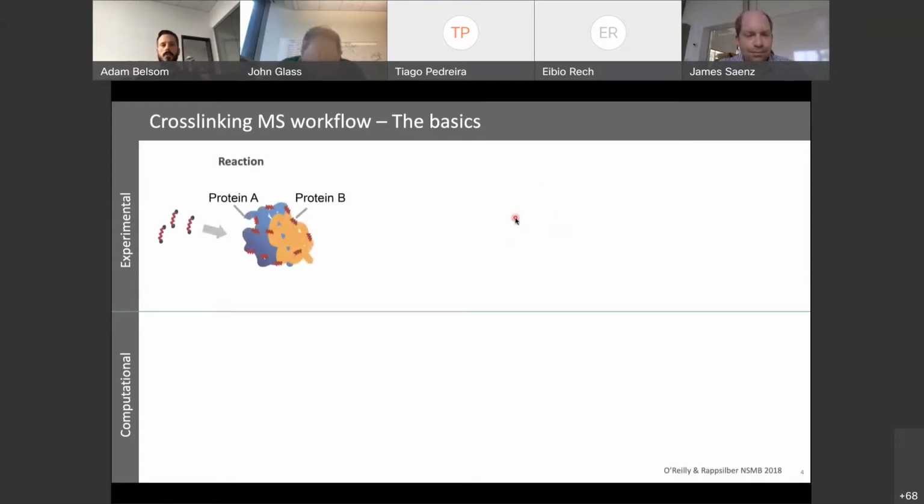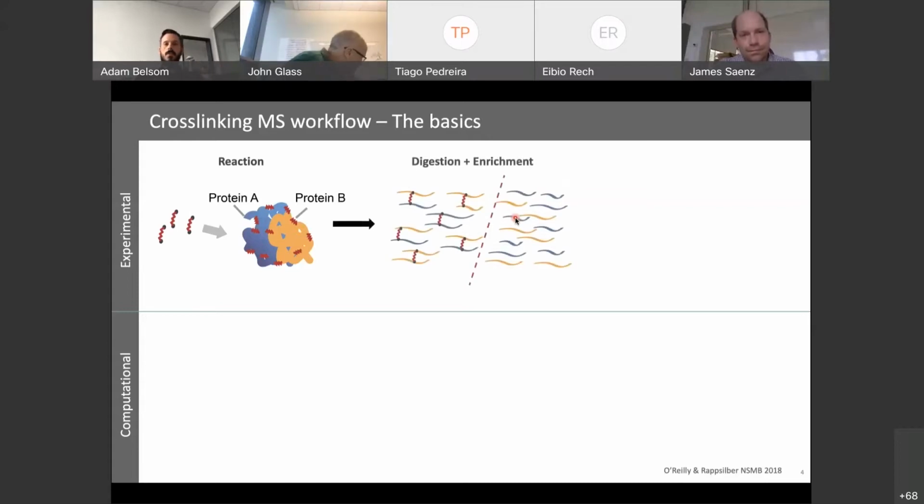First of all, you take the cross-linker and you put it on your proteins of interest or purified complex. This is very, very easy to do. Basically any lab anywhere in the world can do this. And then we digest the proteins using enzymes, at which point we've lost all the three-dimensional structural information of the protein. However, that information is maintained in our cross-links.